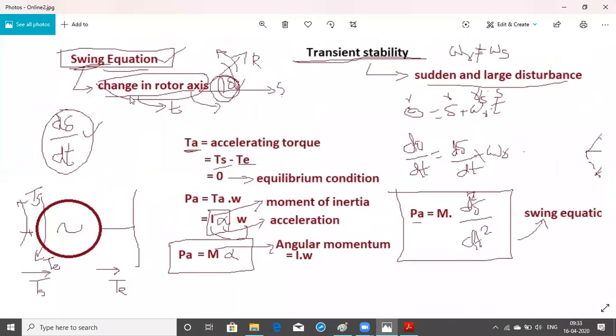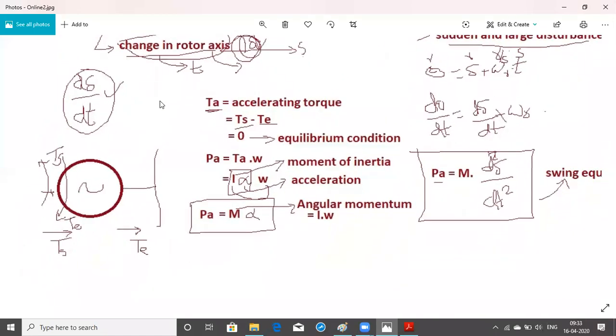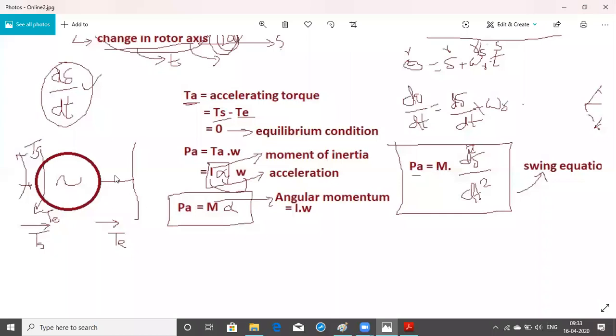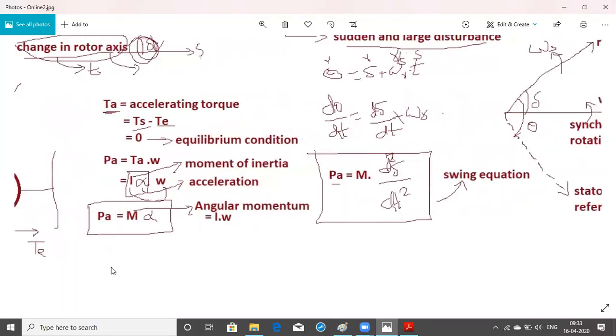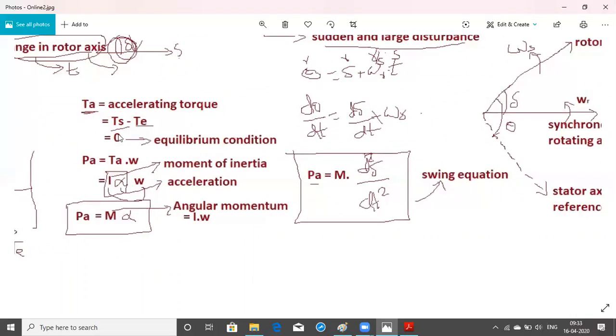To derive the formula for the swing equation, we took one synchronous generator. We assumed the shaft torque and the electrical torque, where the accelerating torque is equal to the shaft torque minus the electrical torque. If there is no disturbance, it is under equilibrium condition, so that is equal to 0. We took the accelerating power, which is equal to the accelerating torque into omega, an angular velocity, and we got the accelerating power equal to m into alpha.